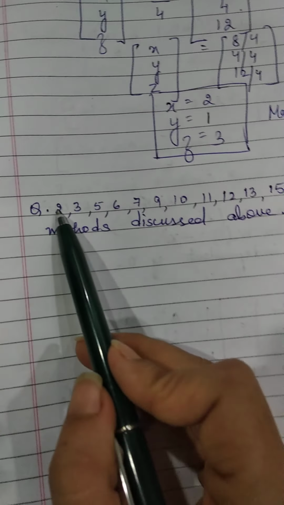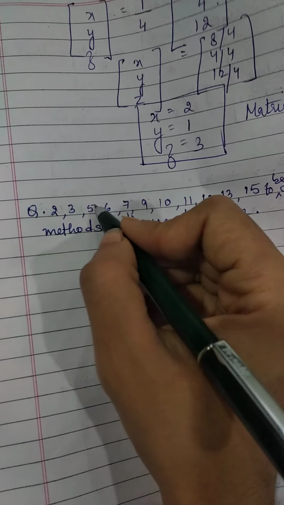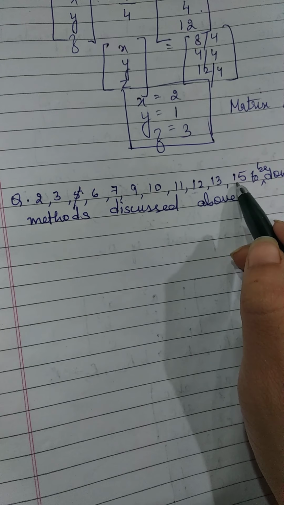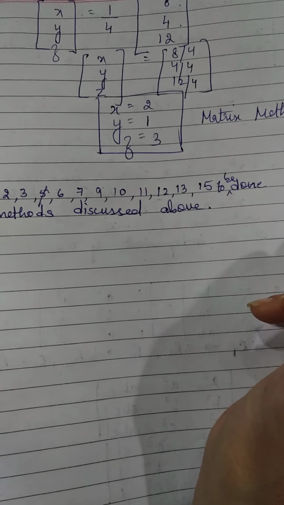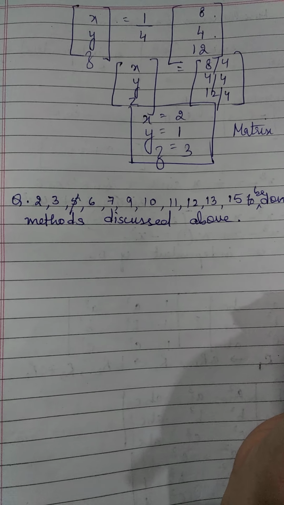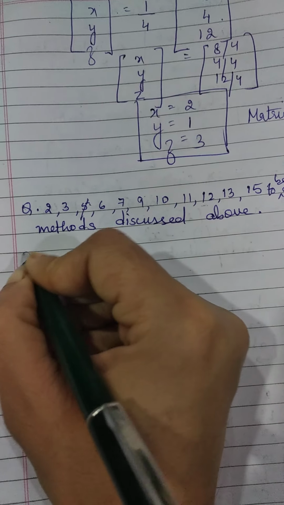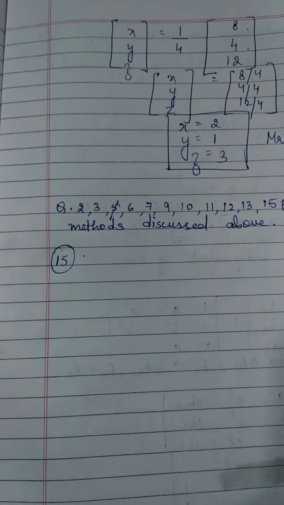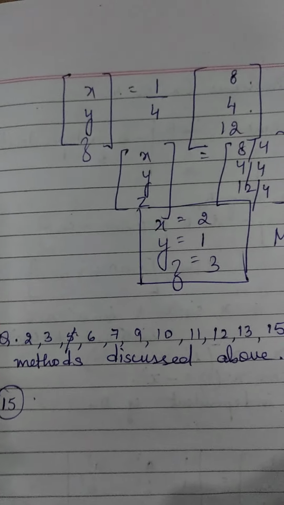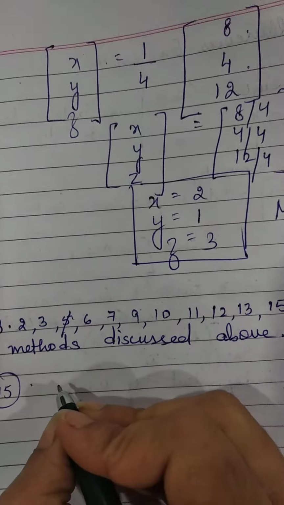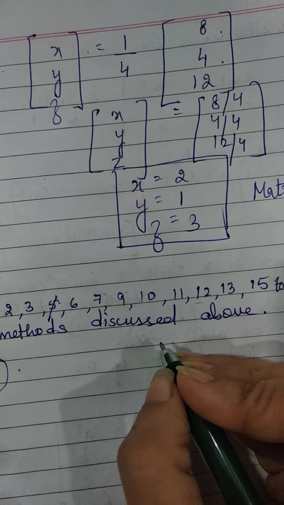Questions 2, 3, 5, 6, 7, 9, 10, 11, 12, 13 and 15 will be done using a similar method. So these are for practice and can be done easily. Let me form the equation for question number 15. The cost of 4 kg onion, 3 kg wheat and 2 kg rice is rupees 60, right?